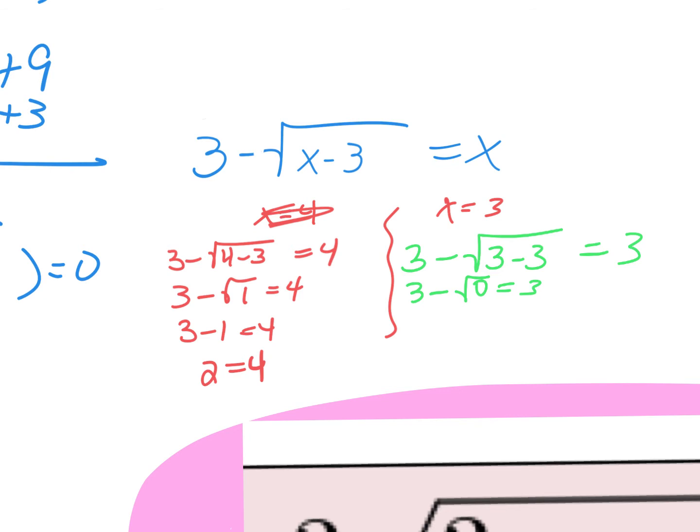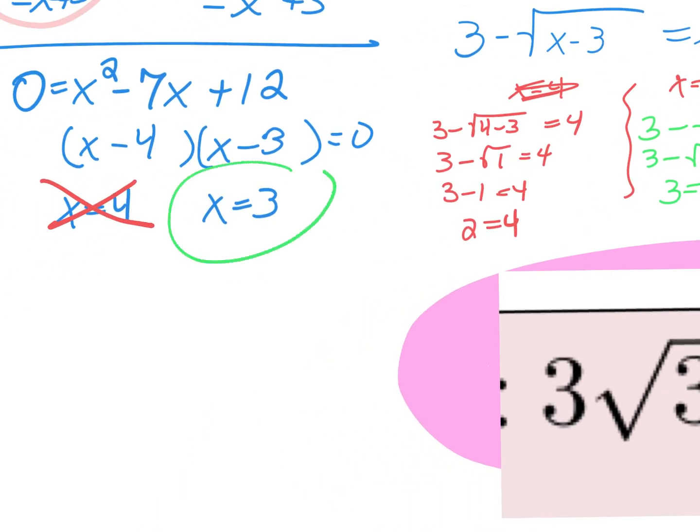Guys, what's the square root of 0? 0. So 3 minus 0 is 3. Does 3 equal 3? Yes. So this is a solution. So how many solutions are there for this problem?